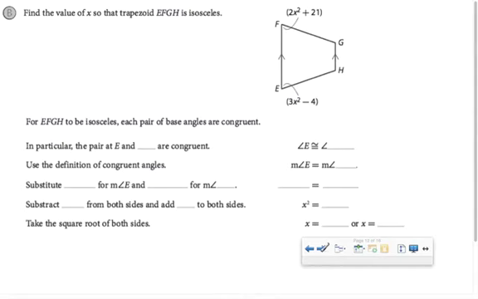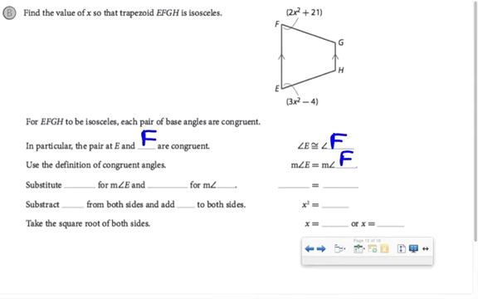In this example, I am finding the value of x so that this trapezoid would be isosceles. The values of x are thrown into a pair of base angles. I know that base angles are supposed to be congruent, so E and F would have to be congruent. And that means that the measure of angle E would have to equal the measure of angle F.